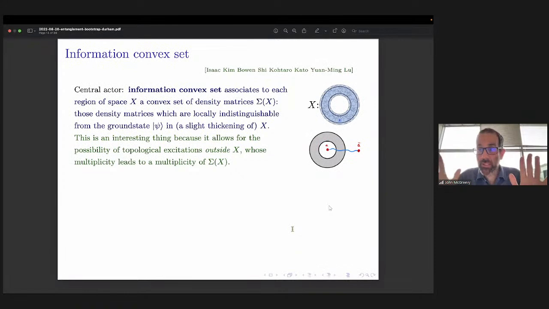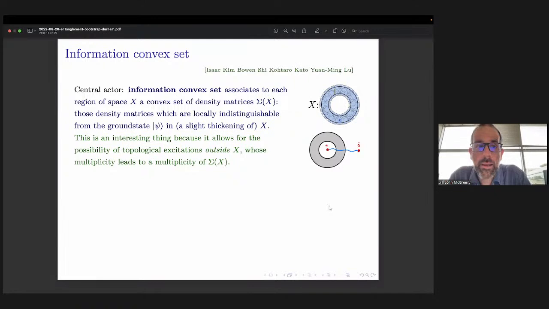And now let me describe the central actor of the entanglement bootstrap, which is this notion called the information convex set. This may be the most important slide for understanding the rest of the talk. The idea is to associate to each region of space, such as here's an annulus X, I'll draw the picture in two dimensions, but the region could be any manifold which is part of the ball for now, a convex set. It's a convex set of density matrices whose support is on that region.